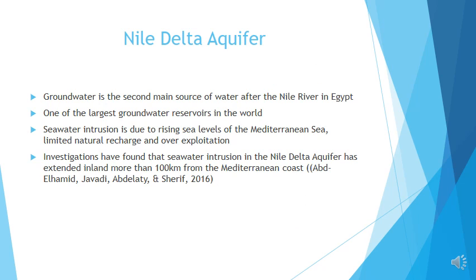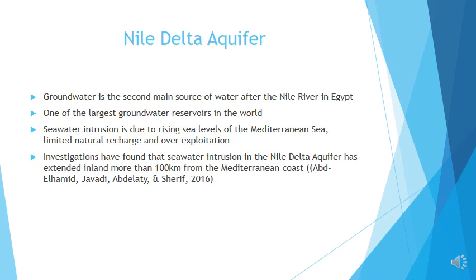Saltwater intrusion is occurring globally, especially in coastal areas of arid and semi-arid countries, where the conditions are drier, populations denser, and these communities rely heavily on groundwater for drinking and agriculture. One significant area where this is occurring is in Egypt. Groundwater is the second main source of water after the River Nile in Egypt. Numerous aquifer systems exist, and it is one of the largest groundwater reservoirs in the world.